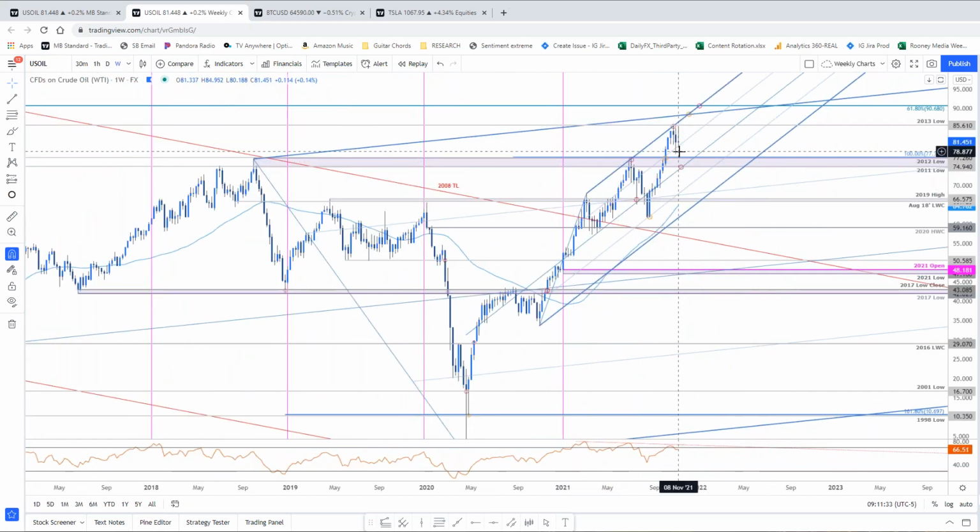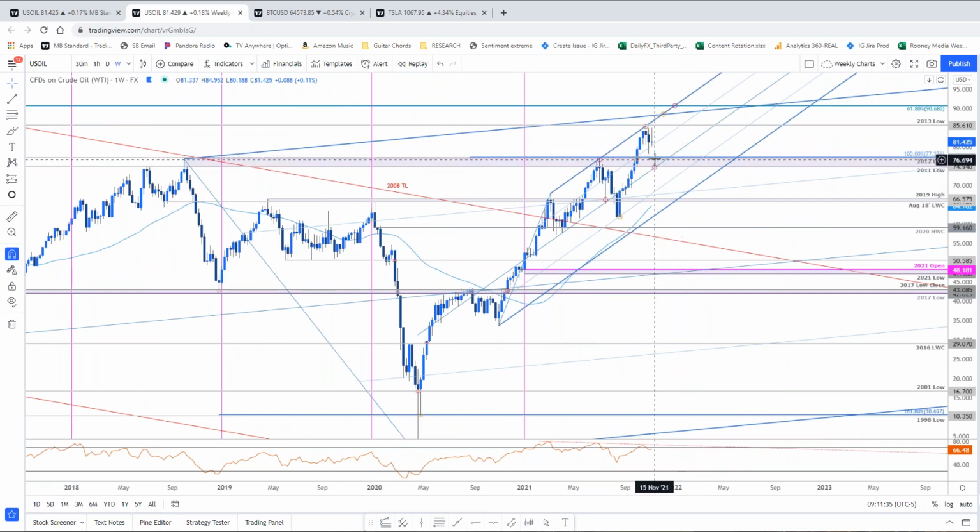Okay, here's the pullback. Last week we failed and held that 75% parallel. We tagged that 75% parallel again this week, but the rally faltered and it failed to push back into that resistance zone at 85.60. What does this mean?